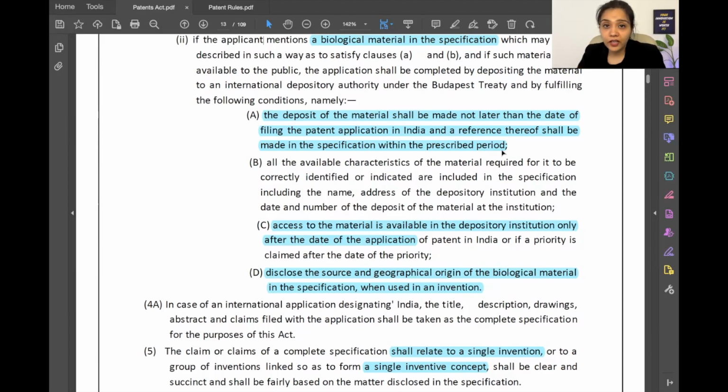That means whenever you have such kind of material and you are using that material in your invention, then you need to submit that material in the depository before the date of filing of the patent application in India. And reference of it, that means when you submit that material in the depository, it will give you some reference number. So that reference should be made within the prescribed period.